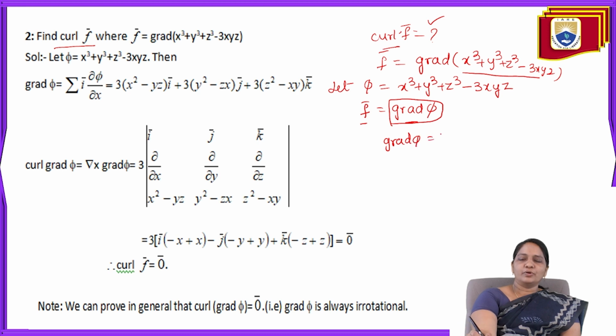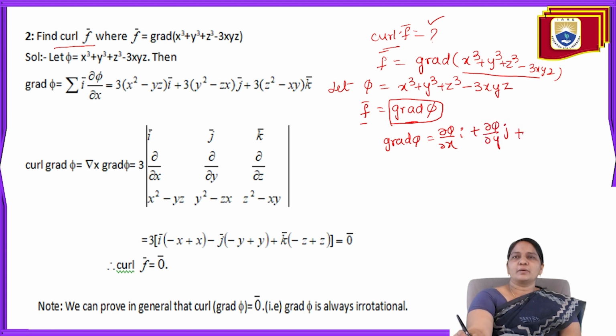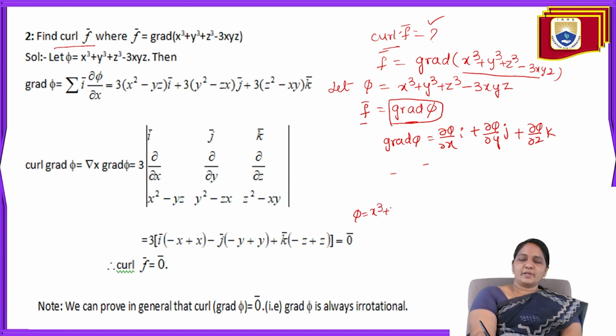Grad pi equal to ∂pi/∂x into i plus ∂pi/∂y into j plus ∂pi/∂z into k. So now, what is the ∂pi/∂x? What is the ∂pi/∂y? What is the ∂pi/∂z? That we have to calculate. First of all, I will do it down, then I can replace here. So first of all, pi equal to x cube plus y cube plus z cube minus 3xyz.